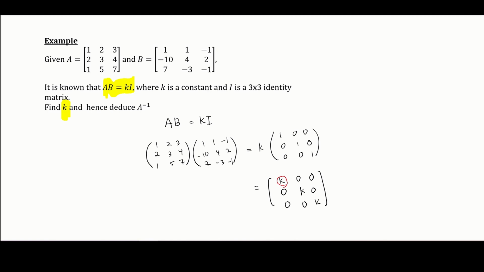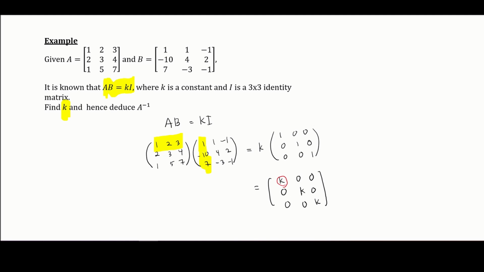K here is just a product of this row and this column. So we just multiply the first row of the matrix A and the first column of the matrix B, and we will get the value of K.